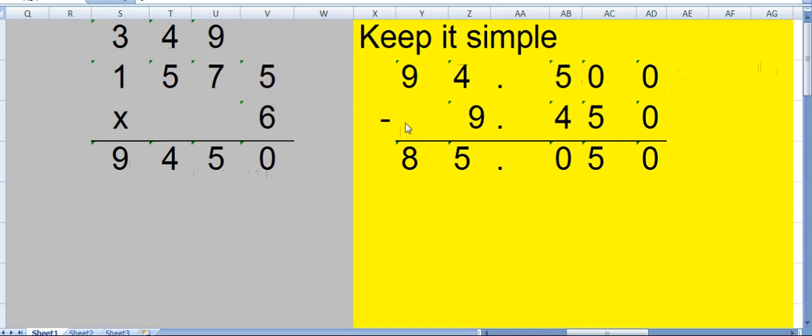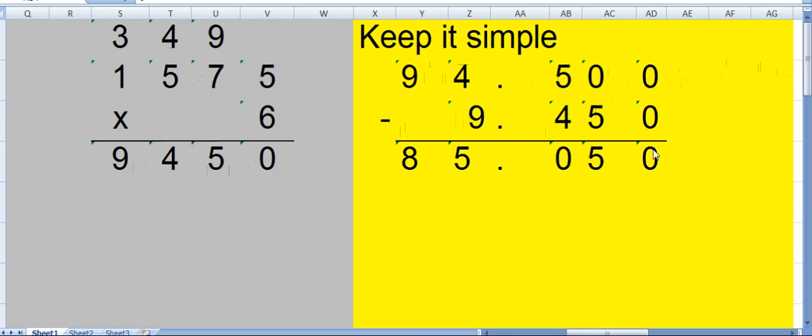Actually I made a mistake in the calculation. The calculation should be like this, 9450. Then just put the points, 94.500 and then 9.450, after 3, after 2. So we can add as many zeros after this. Now we'll subtract this. We want the difference.